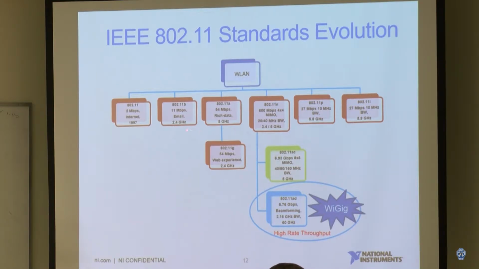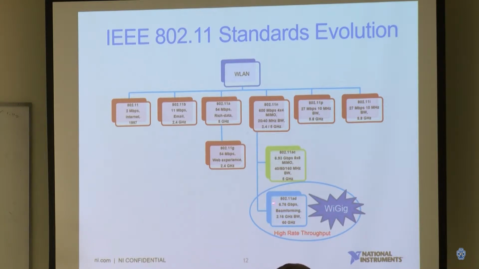And if you go up to the latest one, it's 802.11i. It's 27 megabits with 10 megahertz bandwidth and a 5.8 gigahertz carrier frequency. And also, in the middle of the evolution, we have the latest 802.11ad. It's called WiGig.